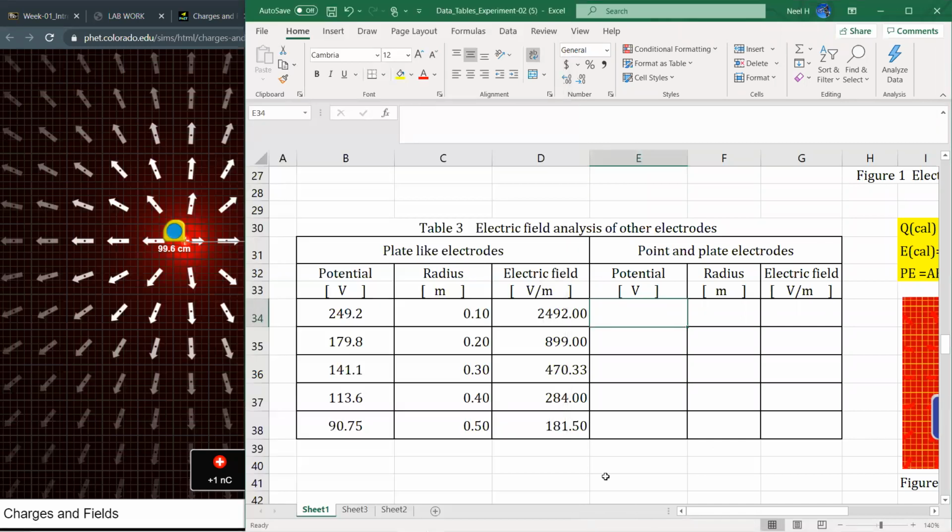So what data sets do we put in the point and plate electrodes table? We're going to do it right now. Go ahead. Yeah, we will do it right now. Sorry.